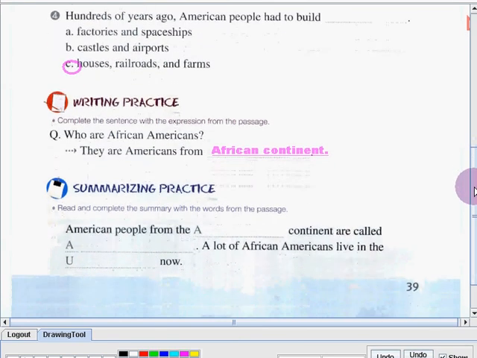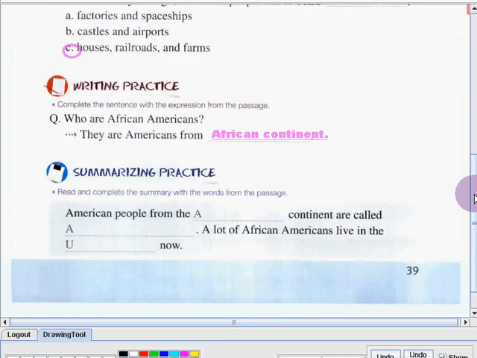Let's go to summarizing practice. Read and complete the summary with the words from the passage. American people from the blank continent are called blank. What do you think are the missing words that both start with the letter A? Do you know the answers? The answers are African and African Americans. American people from the African continent are called African Americans.